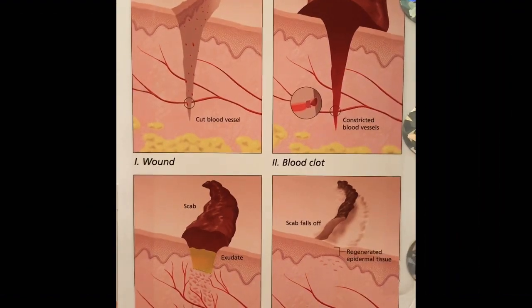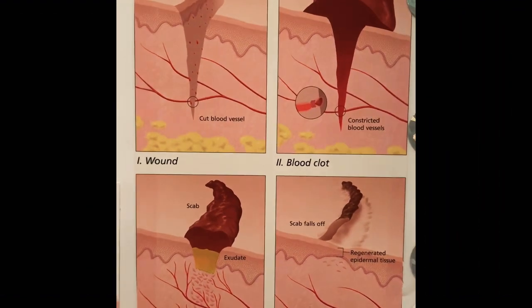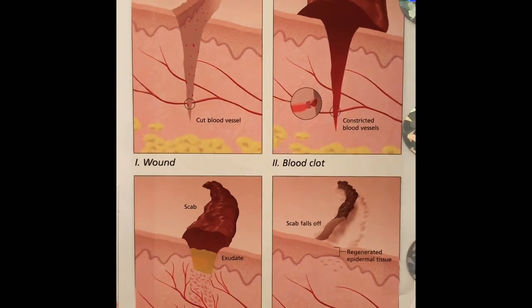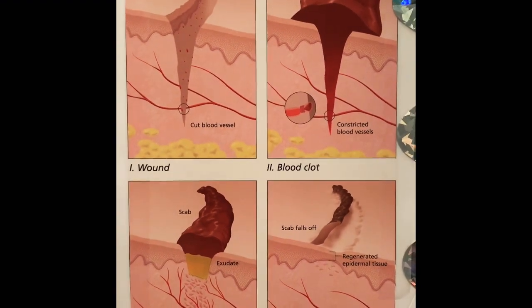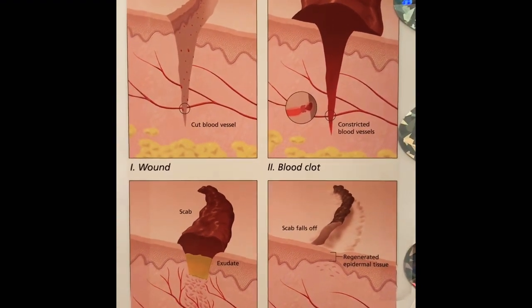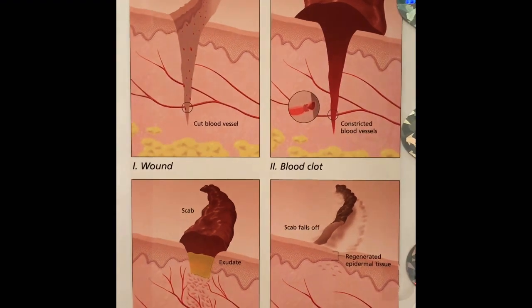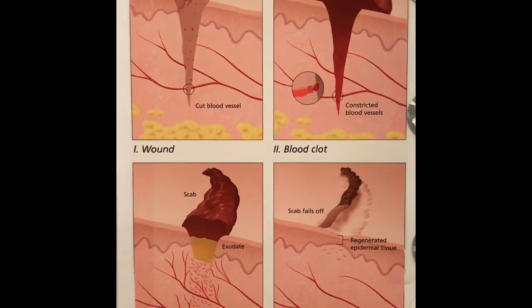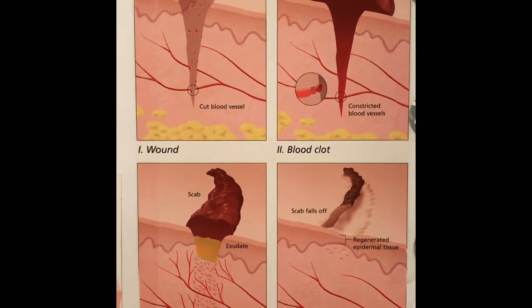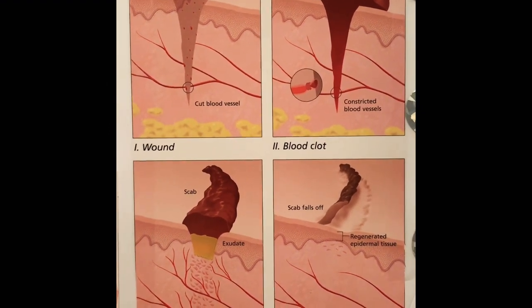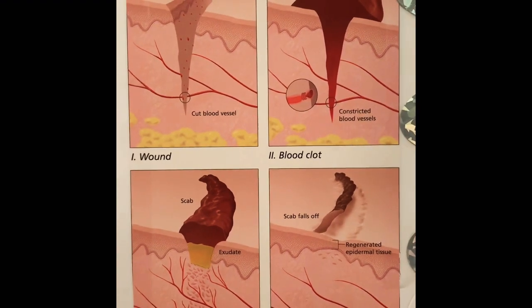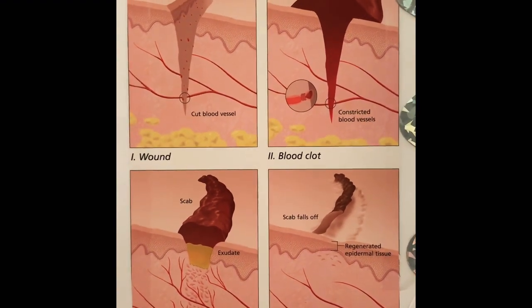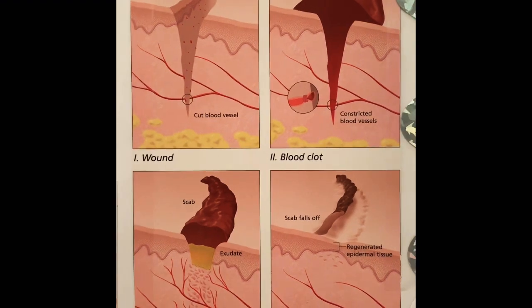The 4 stages of wound healing. Number 1 is a wound with a cut blood vessel. Number 2 is a blood clot, constricted blood vessel. Number 3 is a scab. Granulation tissue is fibroblast, lymphocyte, and macrophage. Number 4 is when the scab falls off, regenerated epidermal tissue.